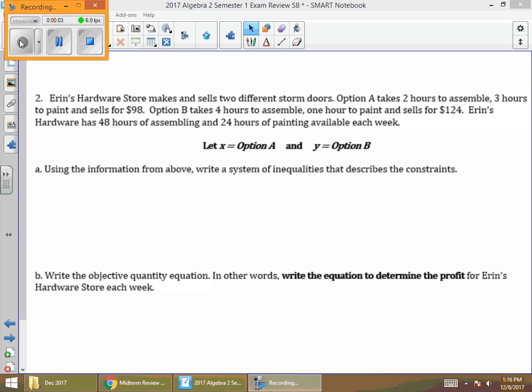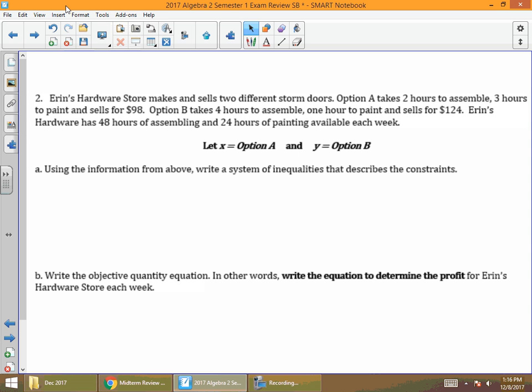This is number 2 from the linear programming unit. Now, this is a word problem. And we have Aaron's hardware store makes and sells 2 different storm doors.